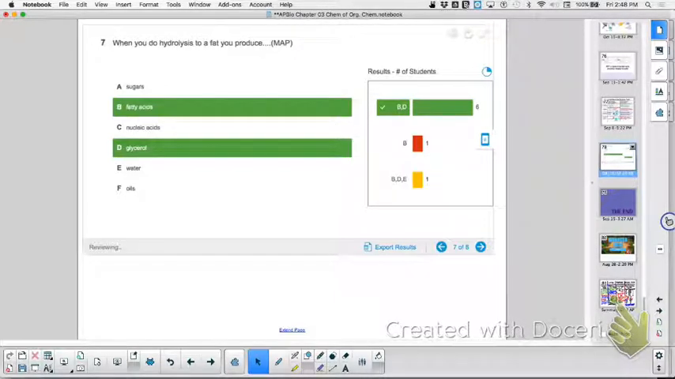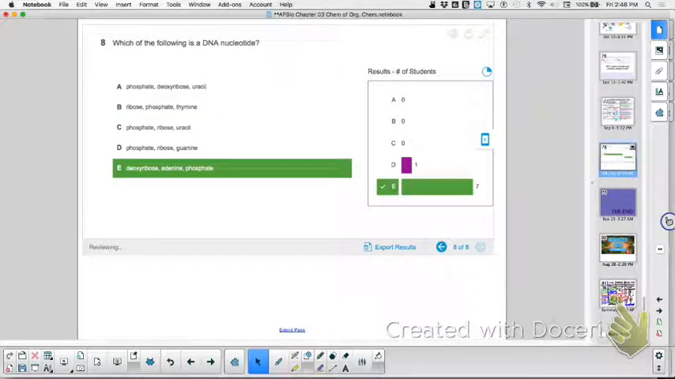And then, do you make nucleic acids? No. Do you form glycerol? Yes. Do you form water? No, because you have to use water to break it up, right? Okay, and then not oils, right? Because an oil is a complex lipid.